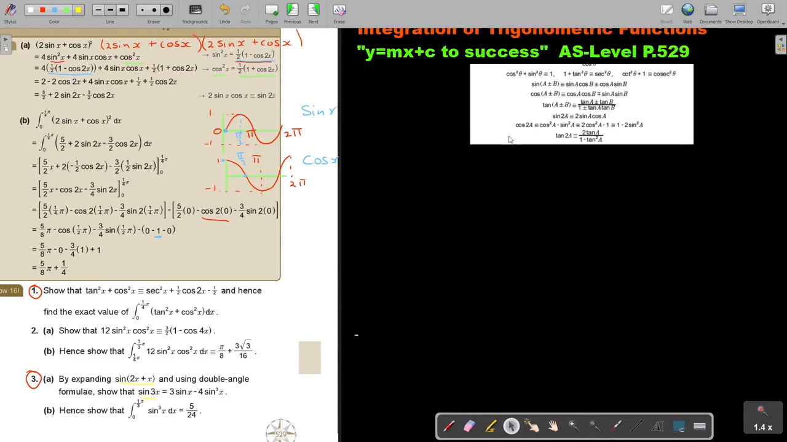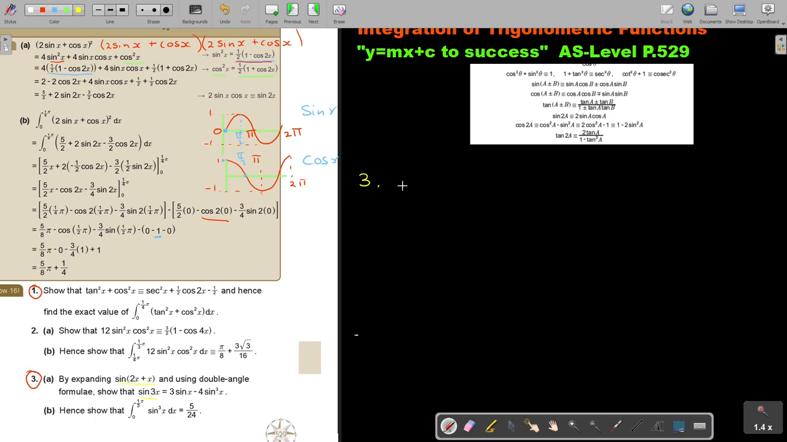Okay, let's start with number 3. What I did is I copy a part of the formula sheet because I'm going to reflect quite a lot on this formula sheet in question 3. Okay. So let's start with question 3. By expanding sin 2x plus x and using double angle formula, show that sin 3x is equal to this. Just take note that this is actually sin 3x. They already break it up. Okay, so they already helped you by that first statement. But let's start with the first statement.